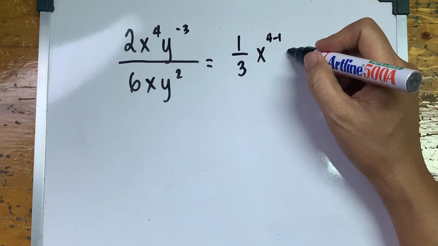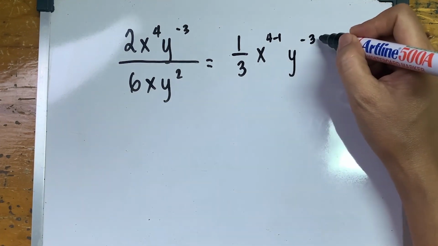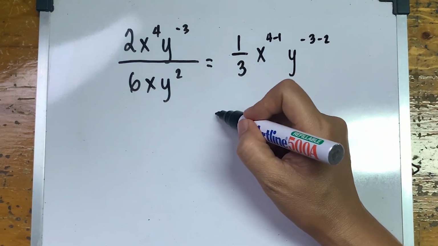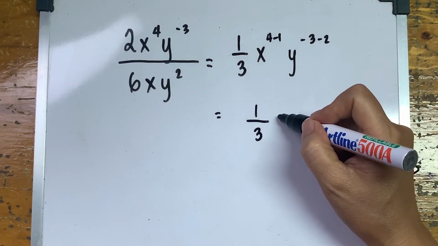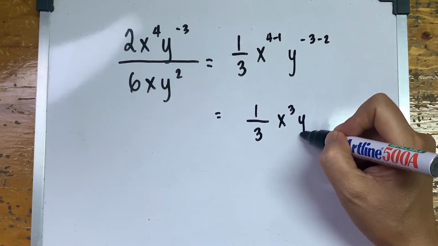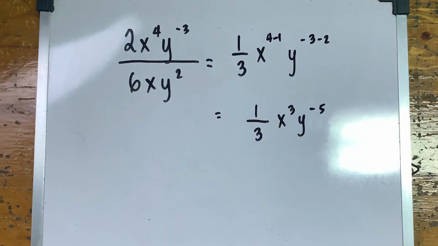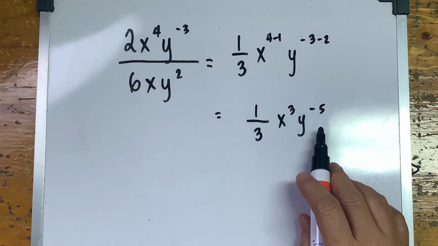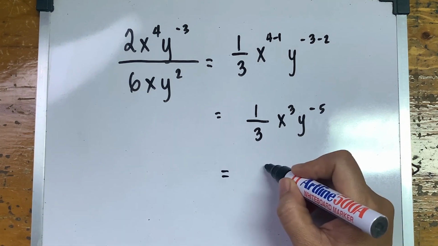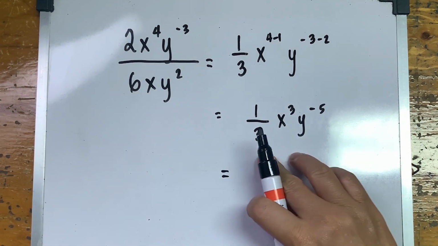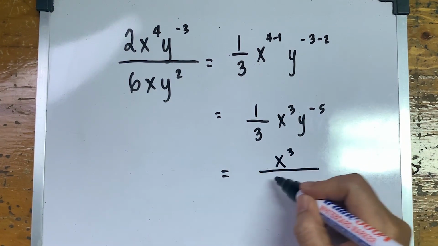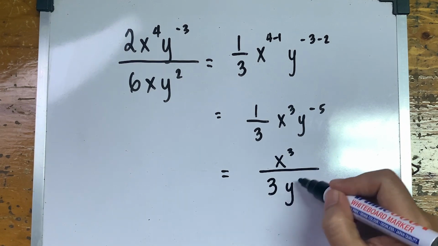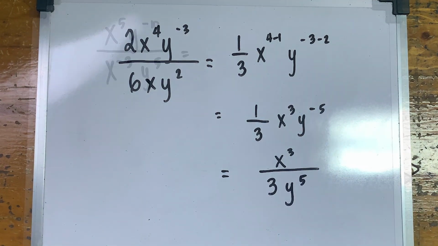4 minus 1. And then for y, negative 3 minus 2. Okay? So here we have 1 over 3 x cubed and y to the negative 5. Okay, again, we have a negative exponent. We have to get its reciprocal. So our answer will be 1 or simply x cubed over 3 y to the 5th power.